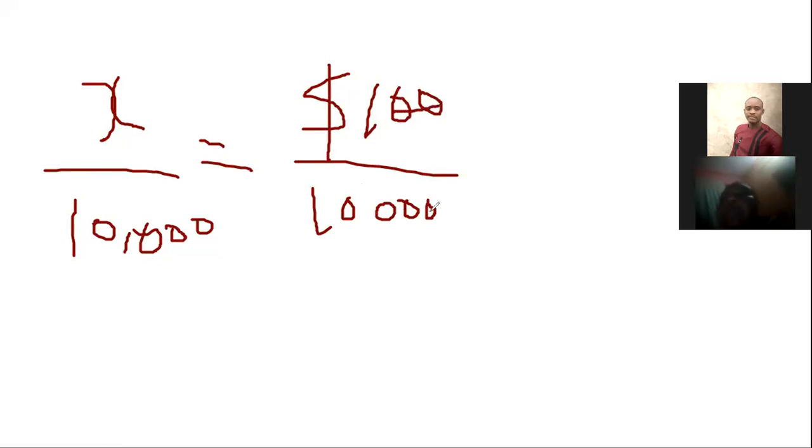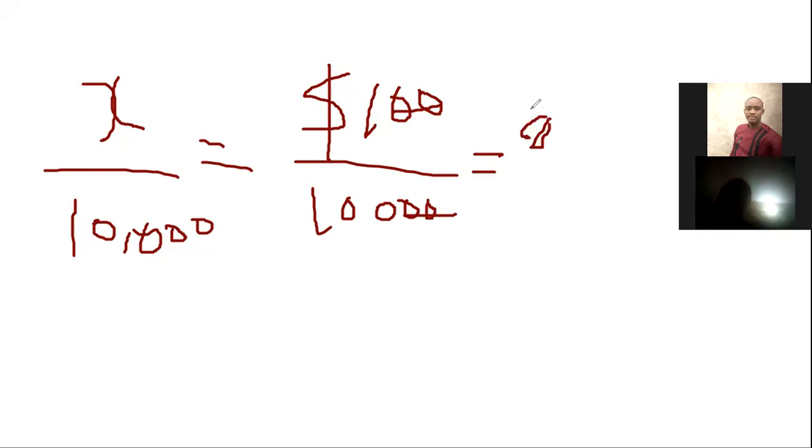Zeros cancel zeros. 1 divided by 100 is what? That will give you 0.01. Zero point zero one. Now, what if Mr. Osalumense calls me and says, oh boy, Mr. Godspower, I have $1,000. What will be my lot size?